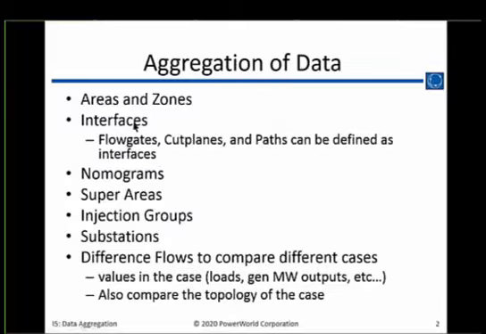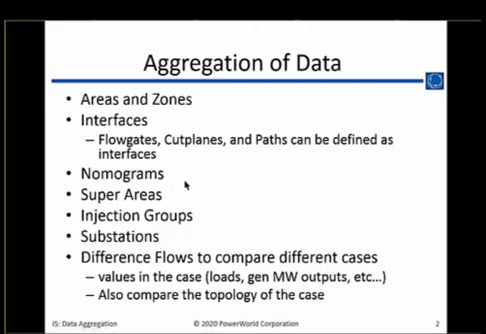The term for interfaces in industry can be varied. Some areas use the term flow gates, cut planes, and paths. Paths are used out west, I know. And really what you do in PowerWorld Simulator to make a path is you create an interface object.